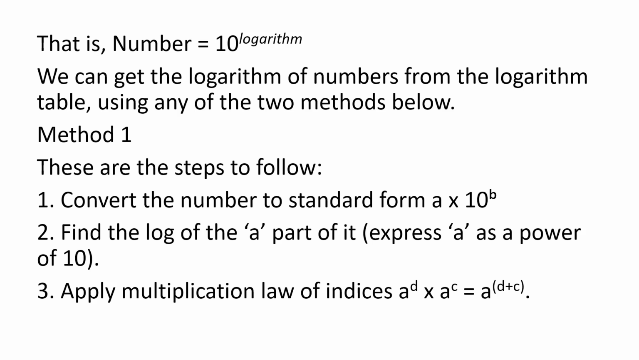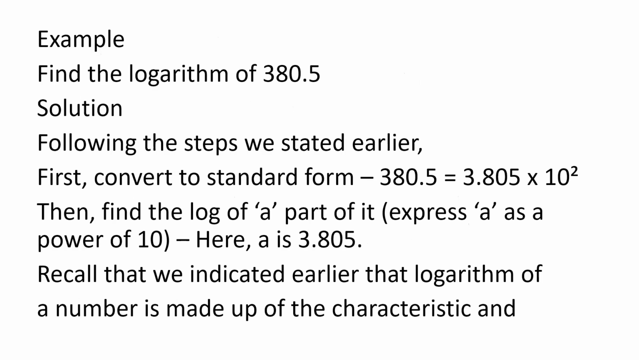We can get the logarithm of numbers from the logarithm table using any of the two methods below. Method 1. These are the steps to follow. 1. Convert the number to standard form A times 10 raised to the power of B. 2. Find the log of the A part of it, that is, express A as a power of 10. 3. Apply the multiplication law of indices, that is a raised to the power of d times a raised to the power of c equals a raised to the power of (d plus c).